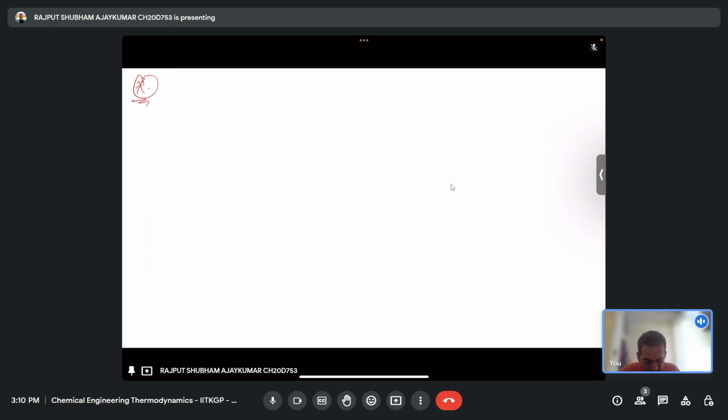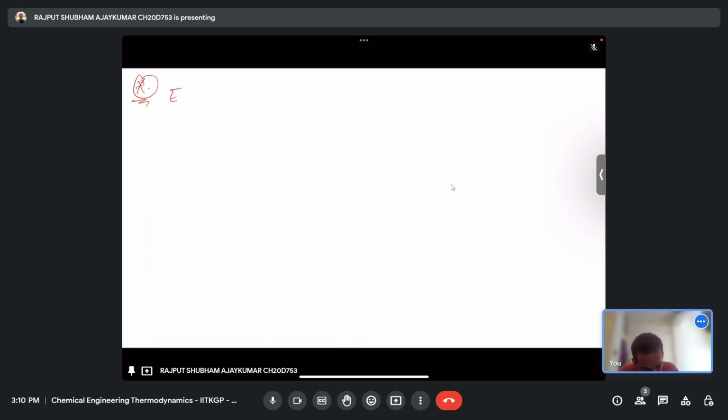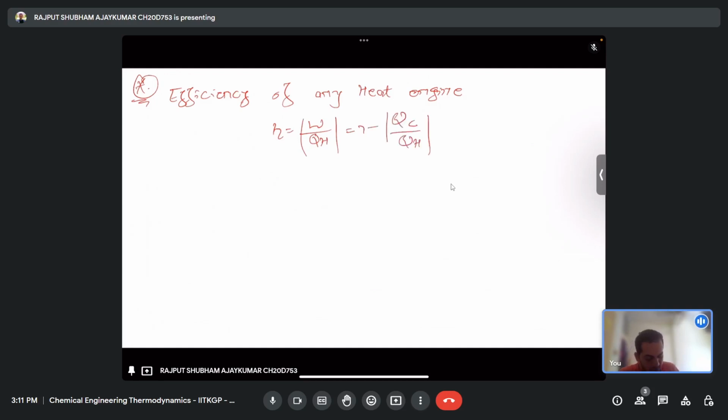So if you see the efficiency of a heat engine, or any heat engine, it can be given by eta equal to W upon QH, equal to 1 minus QC by QH. Here QC and QH are the heat lost or gained during the cooling and the heating. C corresponds to the cooling and H corresponds to the heating.